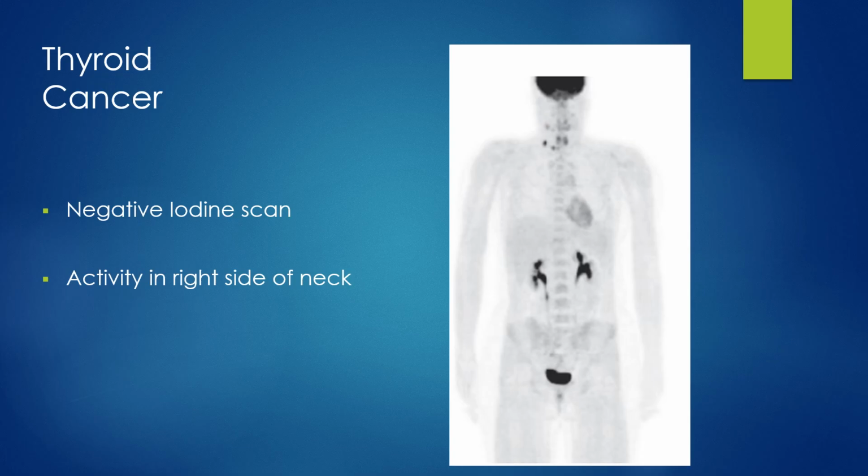Now, FDG accumulates in residual nests of thyroid cancer, and this is seen here in this patient on the right side of their neck. These lesions were not demonstrated on whole body I-131 scans, and this could be because the cells are highly malignant and they are no longer taking up iodine. Now they're taking up sugar to metastasize.